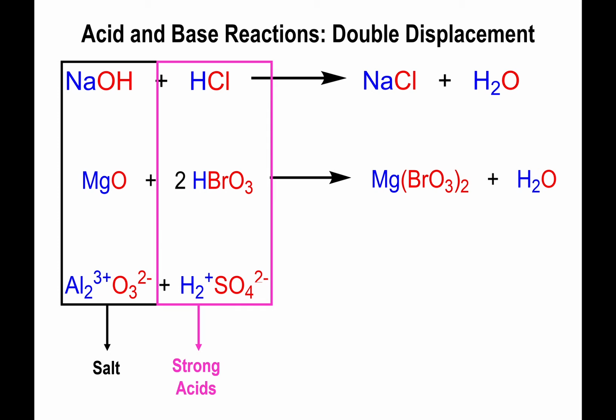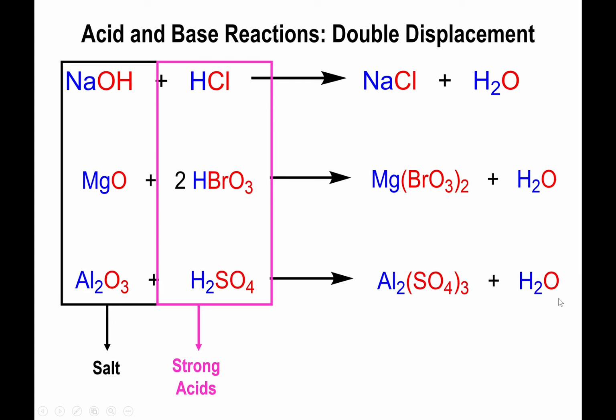Now, aluminum oxide and sulfuric acid, similar idea. Aluminum 3+ and H+ get combined with the charges. Here I'm actually going the extra mile to show you with the charges that this is going to work out the same way. The 3 has to go in front of sulfate, the 2 has to go in front of aluminum, the 2 has to go in front of H, the 1 has to go in front of oxygen, so you end up with water and aluminum sulfate.